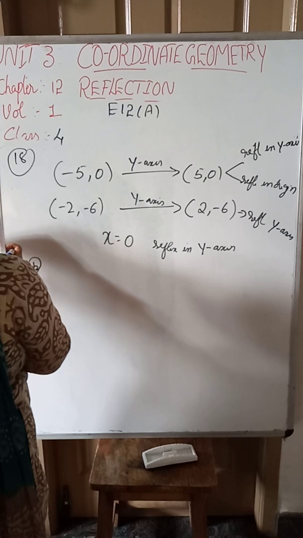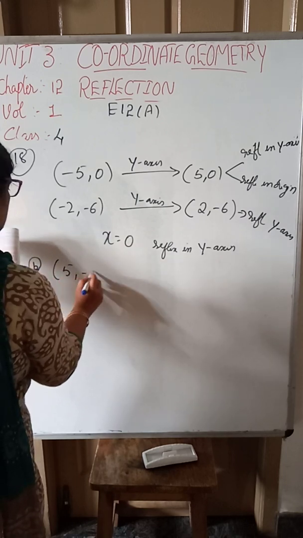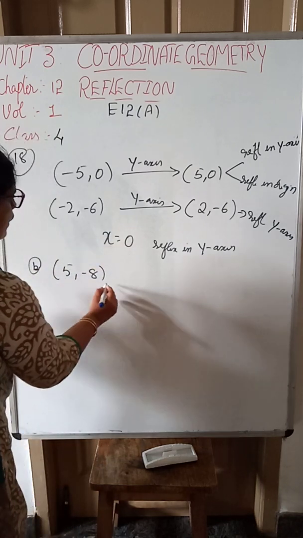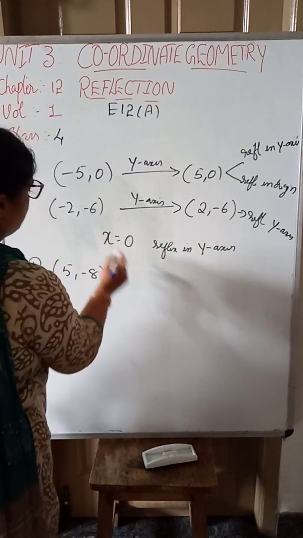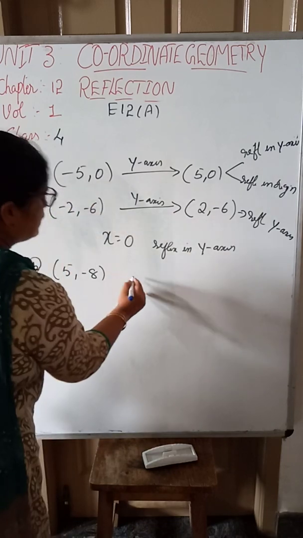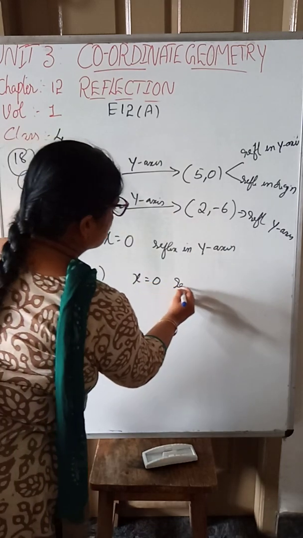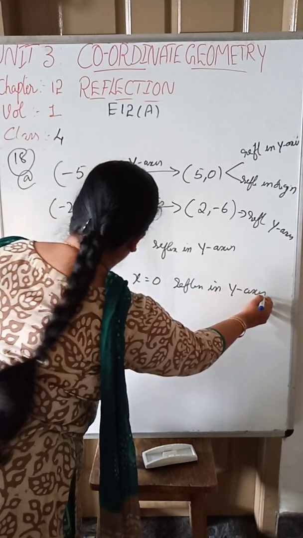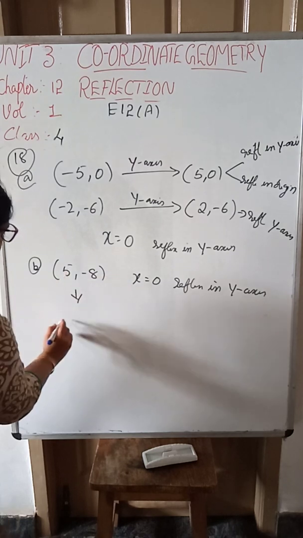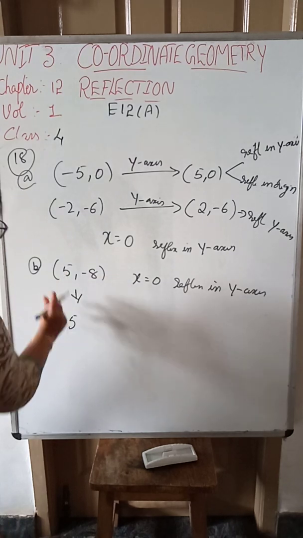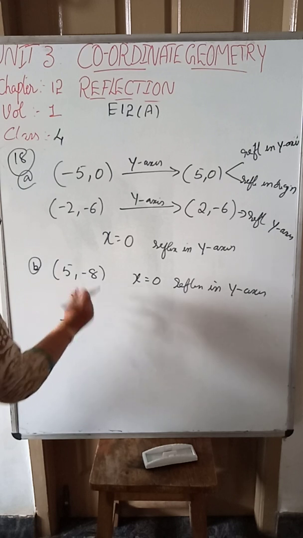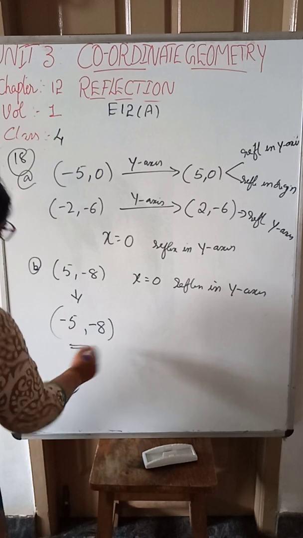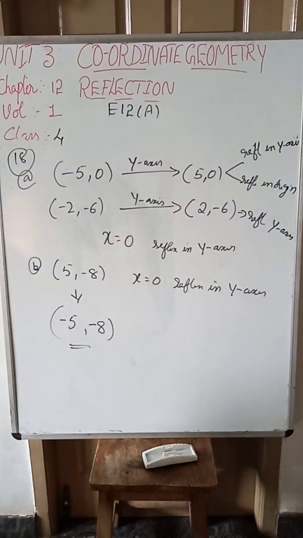B. Write the coordinates of the image of 5, -8 in the line obtained in A. When it is in the same line obtained in A, that is x = 0, reflection in the y-axis, the coordinate becomes -5, meaning 5 changes to -5 and -8 remains -8 itself. This is the answer for B.